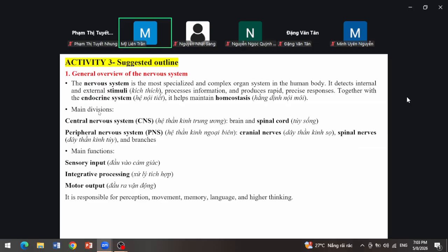There are two main divisions of the nervous system. The central nervous system includes the brain and spinal cord, while the peripheral nervous system contains the cranial nerves, spinal nerves, and branches. Cranial nerves are the nerves that come from the cranium or the skull, and spinal nerves are the nerves originating from the spinal cord.